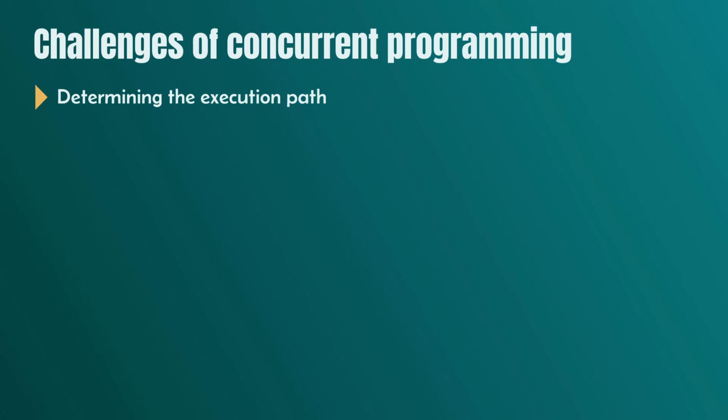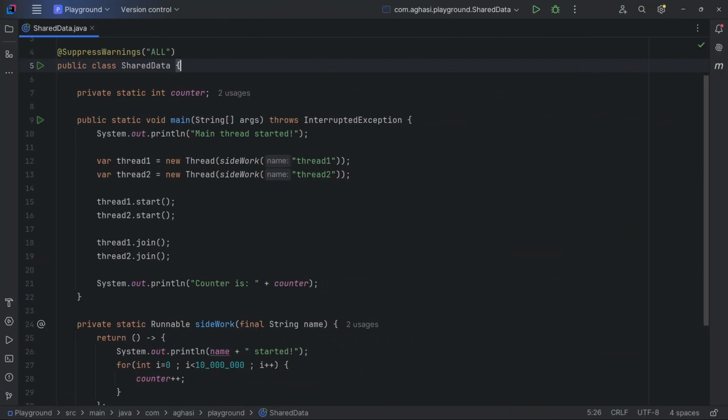Now that we have seen how the execution path of a multi-threaded program depends on factors beyond our control, let's explore another challenge that could make it even worse: shared data. Let's examine another program. This is a simple Java command line program. In this class, we have declared a static integer variable named counter.